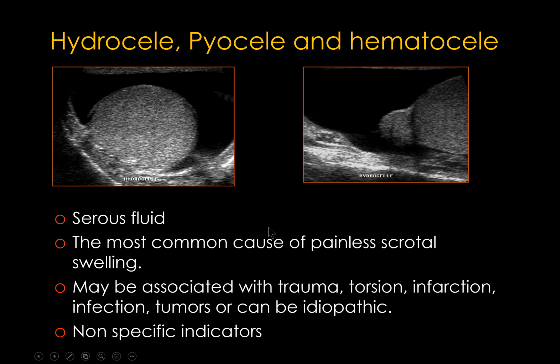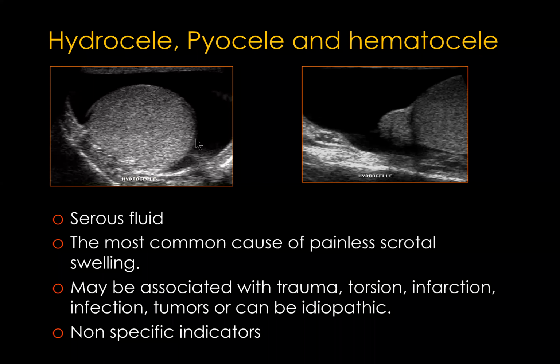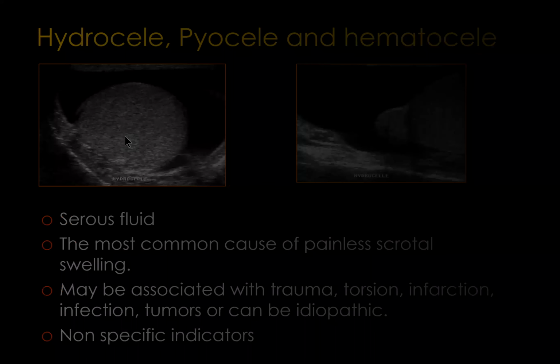Fluid collection surrounding the testis except posteriorly, where the tunica vaginalis is absent. And here is a hematocele, and pyocele is less common, but sometimes it will show you the same appearance. Hematocele can be caused by trauma, surgery, diabetes, neoplasm, or torsion.